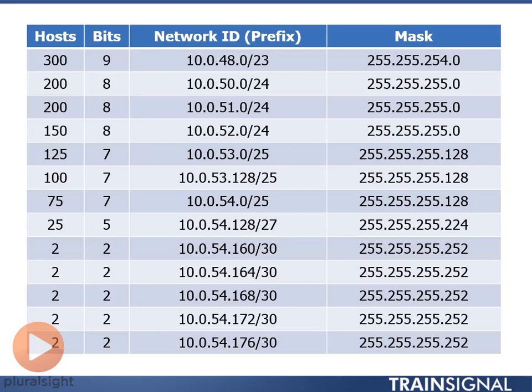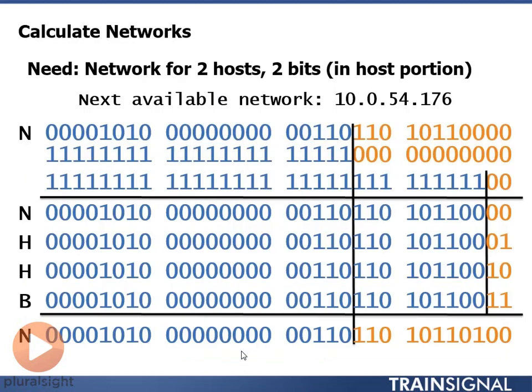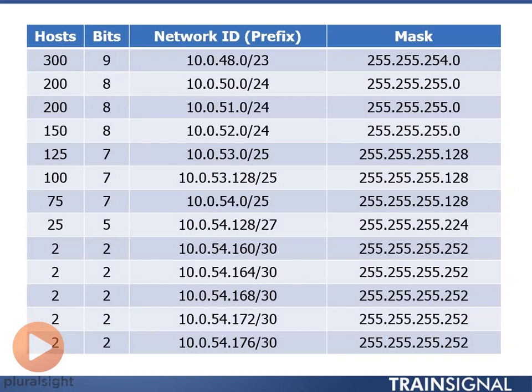And we used our 10.0.48.0/21 to accommodate it. Now our first address that we used here, 10.0.48.0, is up there on the 300 host network. And the very last address that we have used up is the broadcast address for network 10.0.54.176. If we take a look at that, that broadcast address here, if we convert it to decimal, is 10.0.54.179. So 10.0.54.179 is our very last address that we used.